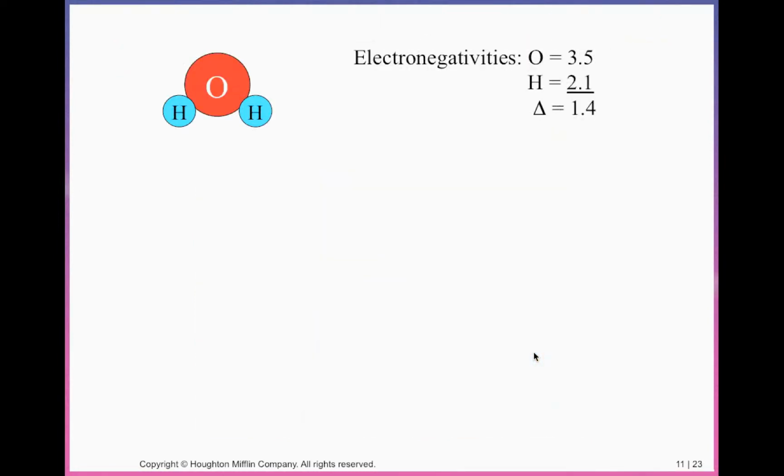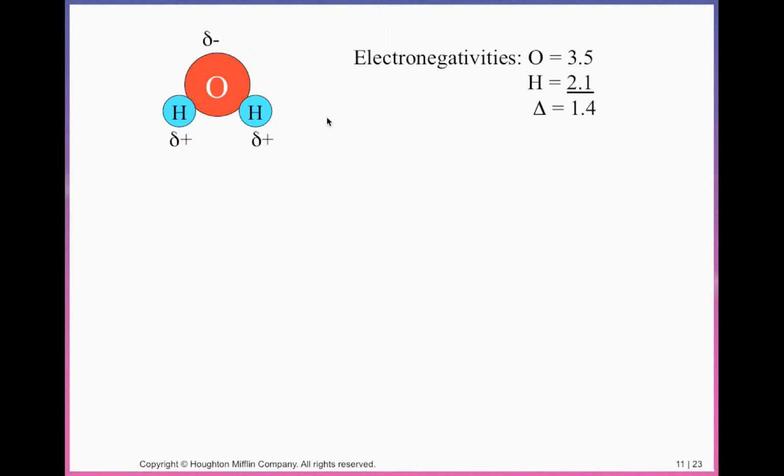Now what's going on with the water molecule? Why is the water molecule polar? So here we have a little drawing of the water molecule. We have electronegativities, oxygen, hydrogen, and we subtract them to get the electronegativity difference, and that tells us that the bond is going to be polar. So we wind up then with two polar covalent bonds, oxygen to hydrogen, oxygen to hydrogen.